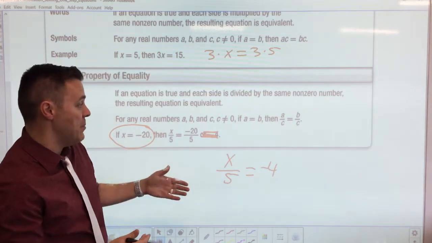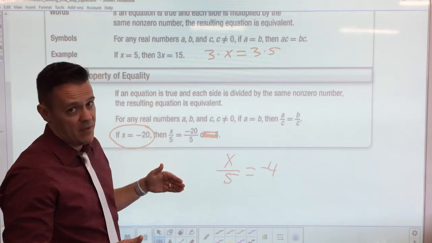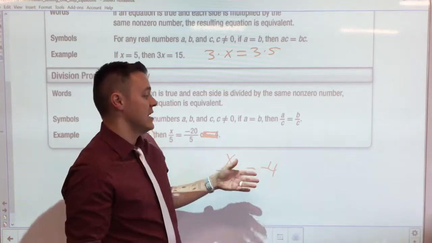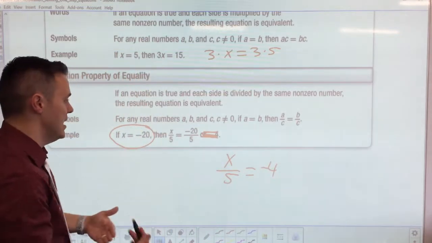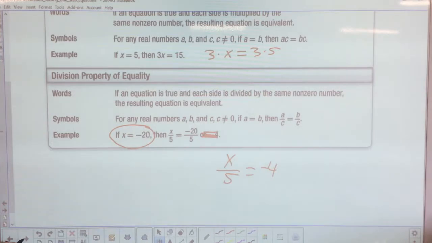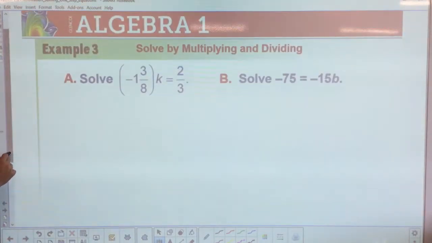What you would actually do at that point is multiply by 5 to get rid of this fraction and go back to negative 20. But I'll show you why that's important to know. All right, solve this equation.